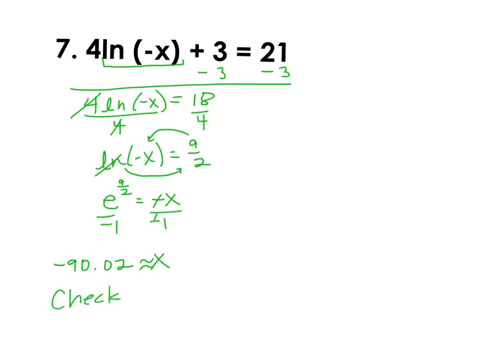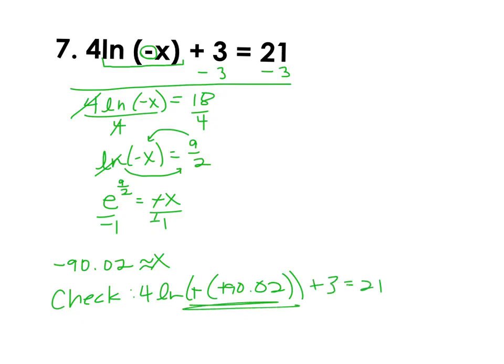And if we plug that back in for x, that's going to make x positive on the top. So just a really quick check. If we plug in 4 times ln, remember x was already negative in the original equation. So if we substitute in negative 90 in its place, the two negatives are going to cancel out. Plus 3 equals 21. We get a positive on the inside, so our check is valid.